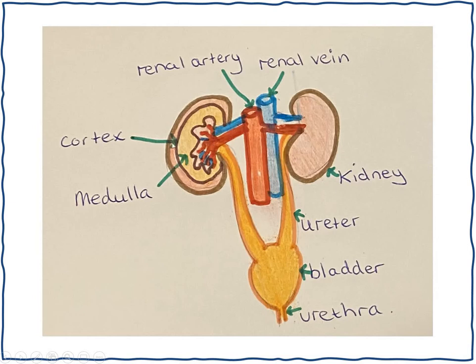Looking at the structure of the kidney, this bit here is called the cortex, and the yellow bit here is called the medulla. Then we've got two tubes which take the urine to the bladder, which are called the ureters, and the bit where the urine is excreted is called the urethra.